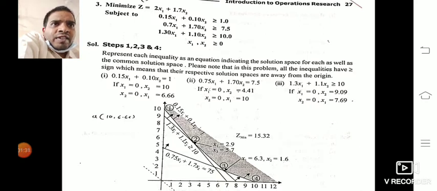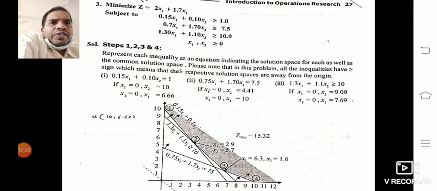Here the greater than or equal signs are there for all the constraints. What does that indicate? The feasible solution space is away from the origin. Suppose we have a less than or equal sign, then it says the feasible solution space is towards the origin. But in this problem we have the greater than or equal sign, so the indication is that the feasible solution space is away from the origin.